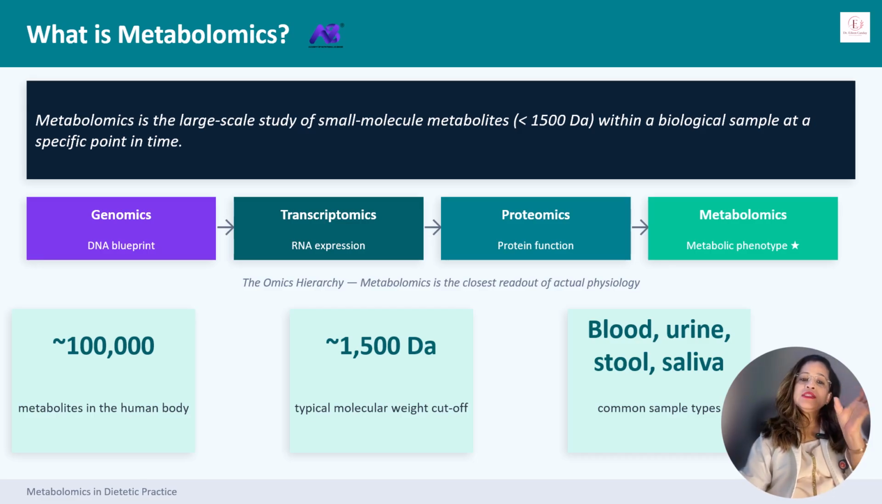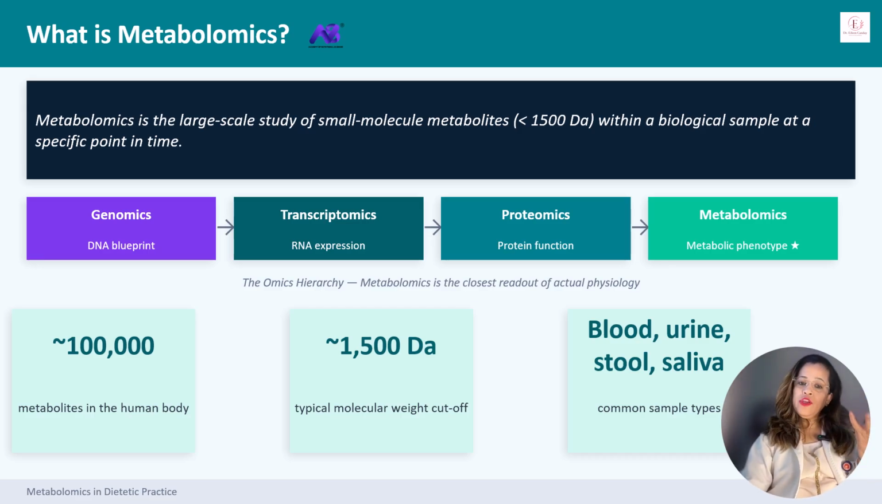As common sample types, we would say serum or plasma, which is a systemic metabolic snapshot. In the urine, the kidney filters metabolites and excretes them, so overnight fasted urine is often used. Talking about stool, it gives microbiome-derived metabolites, especially to check the short chain fatty acids.